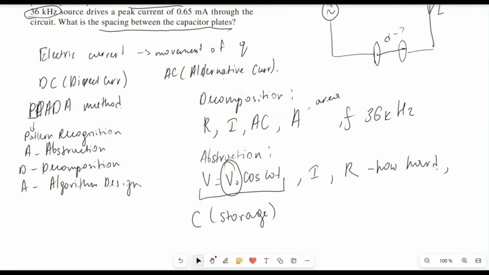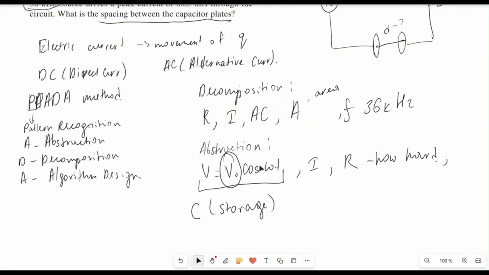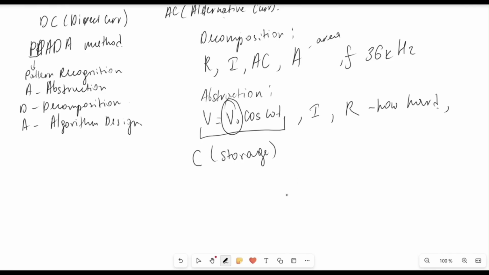There is a very important idea in AC circuits. A capacitor acts like a resistance. We call it the resistance of the capacitor. There is a formula for the resistance of the capacitor, where this X is the resistance of the capacitor. This omega is how fast the current changes.